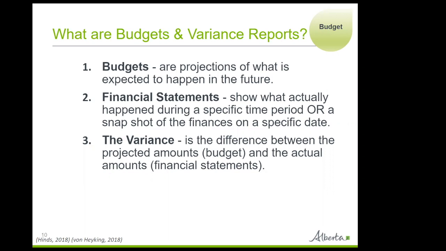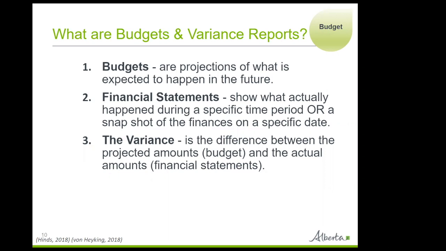Variance reports compare the budget, the projected amounts, to the financial statements, which are the actual amounts. We define and explore financial statements in more detail in a minute. Budget and variance reports are crucial reports for board directors. Compare budgets to actual for both revenues and expenses. The board can set standards for variance. They can use percentage or actual dollar values to show those variances.